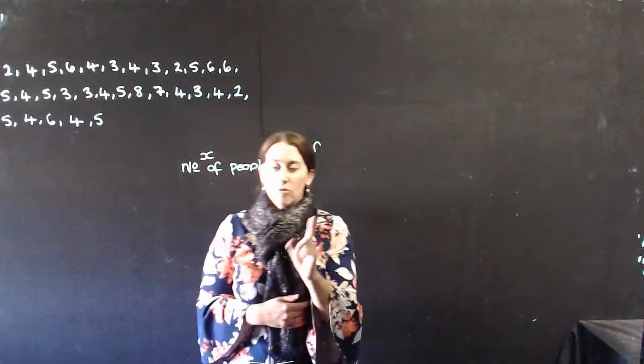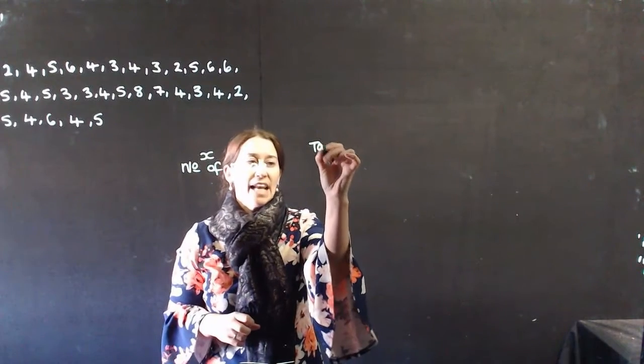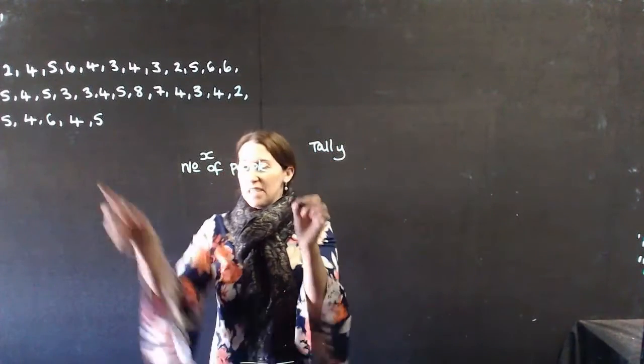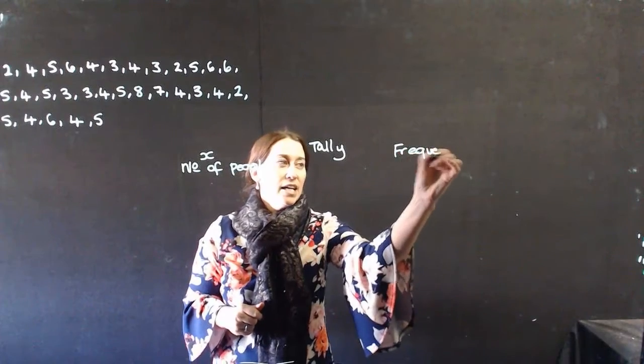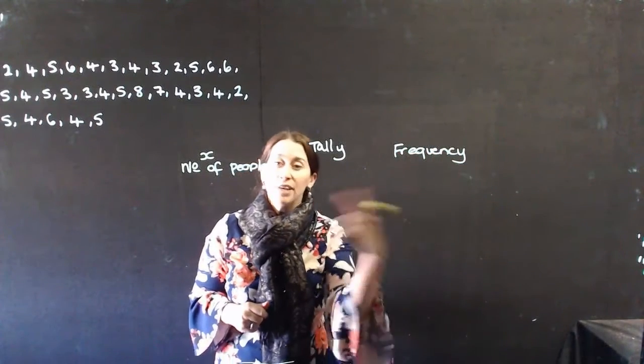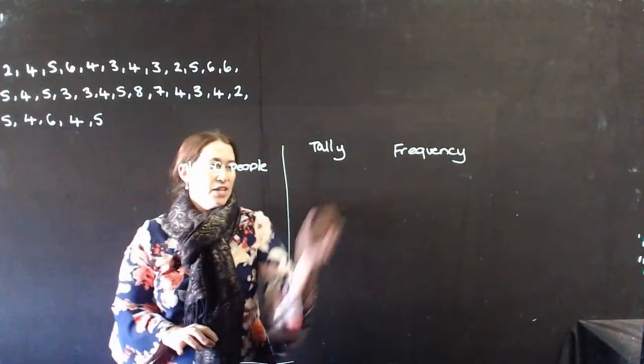Next thing you'd usually write is the frequency, but because I need to organize it, I need a tally so I don't forget or miss any of the information. And then finally, the summary of the tally is called a frequency. How frequently does this number come up? So this is your data, and that's really important to understand.